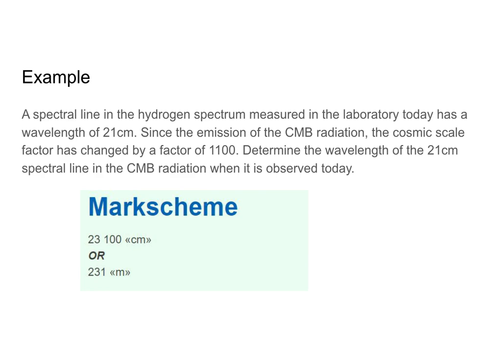Let me show you the mark scheme, and again, we can see the answer given here is 23,100 centimeters. Taking a quick look at the mark scheme, you can see this is a 1-mark question. So you get your marks for either writing 23,100 or 231. You'll notice the units here are in brackets. What this means is that either answer would be accepted even if you did not specify your units.